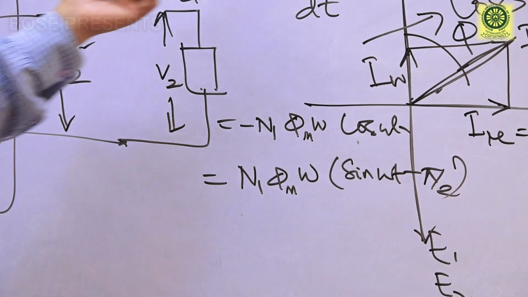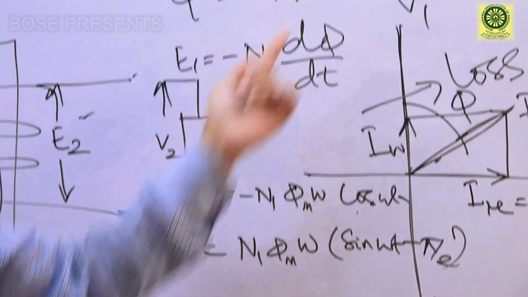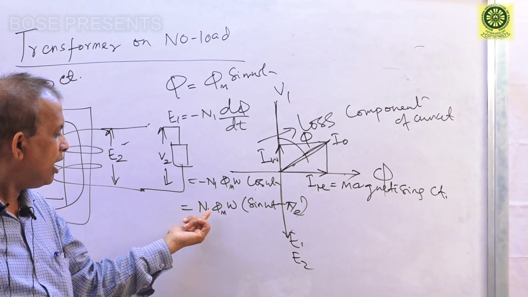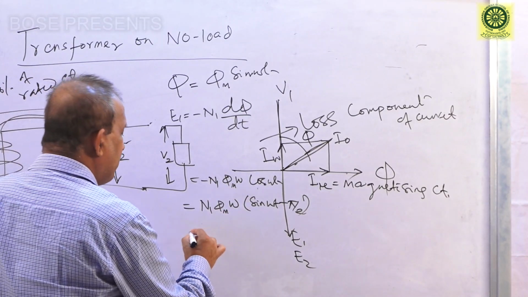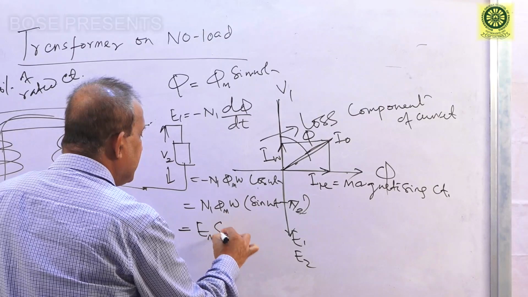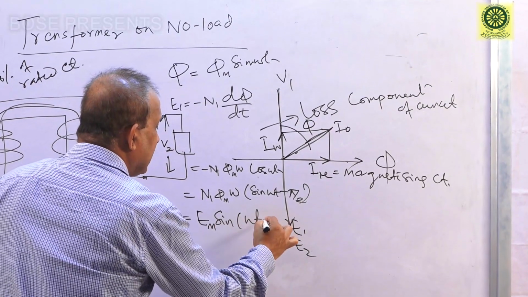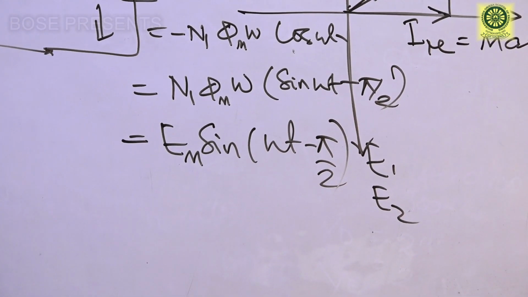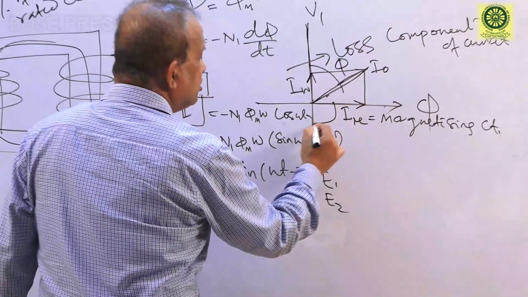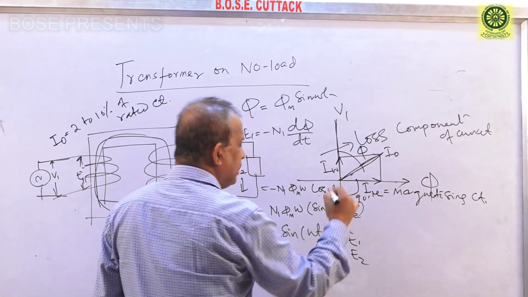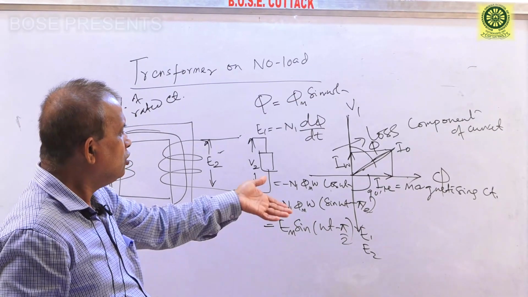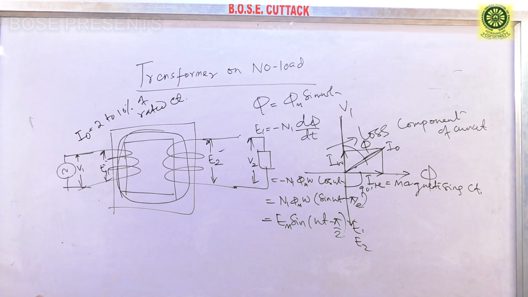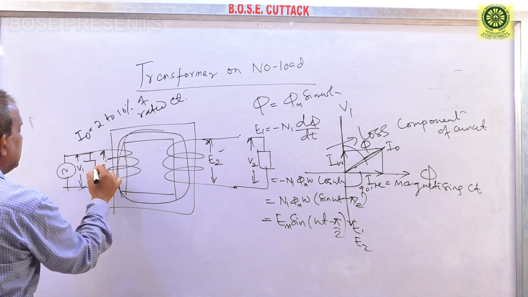flux. The flux is phi m sin omega t, and the EMF induced has been derived, and it comes out to be equal to N1 phi m omega sin (omega t minus pi by 2), or this is called Em sin (omega t minus pi by 2). Similarly, we can also derive for E2, and E1 and E2 are lagging behind this flux by 90 degrees, and they are along the negative y-axis. So this is about the no load phasor diagram of the transformer, and in the equivalent circuit it is represented like this.